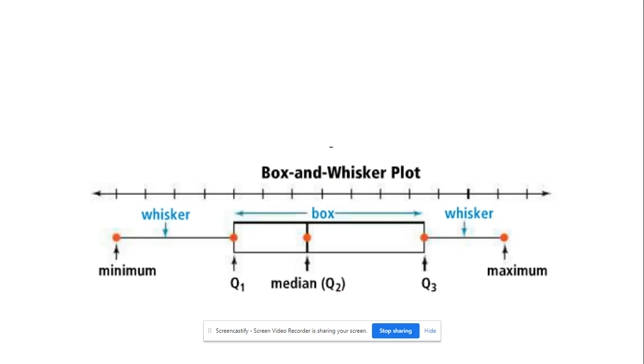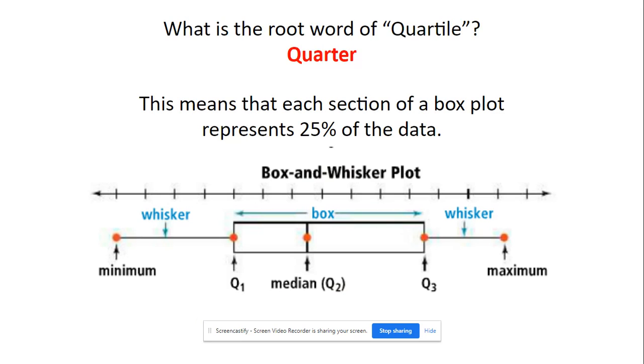Okay, so what is the root word of quartile? Quarter. Okay, so a quarter we know represents 25% of a dollar, 25 cents, or 25% of a dollar, 1/4. And when we think of quarter, we think of 1/4. When we think of quartile, we think of 1/4, 25%.